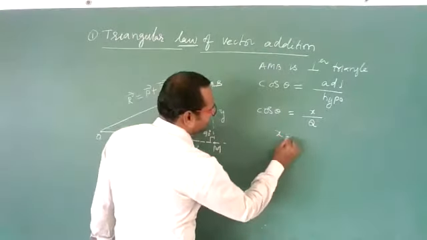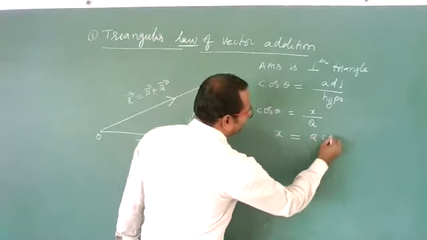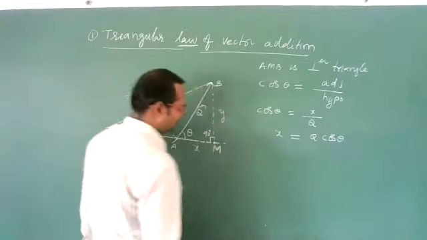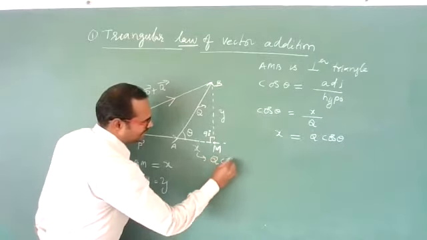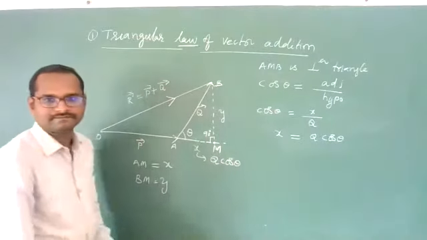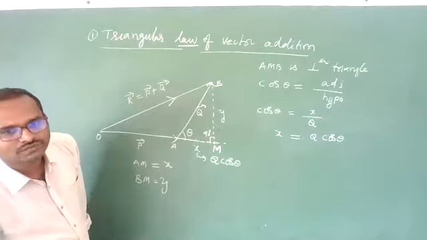Okay, then what will be x, Nana? X can be written as Q times cos theta. Means this x value we got, it is Q cos theta. Now we want the y value.